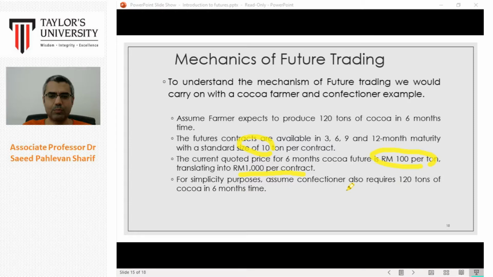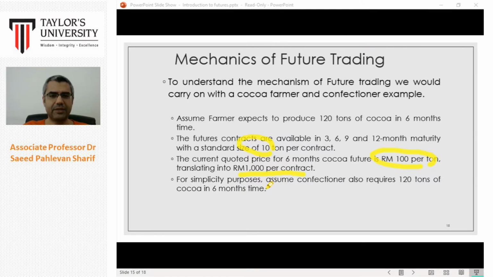Now let's assume that both parties, for example, the cocoa farmer will produce 120 tons of cocoa in 6 months, and the confectioner also needs 120 tons of cocoa in 6 months. Now, how can these two parties use futures contracts to hedge? Why would they need to hedge? Because the cocoa farmer will have the cocoa in 6 months' time. What happens if the price of cocoa goes down? This is bad news for the farmer.